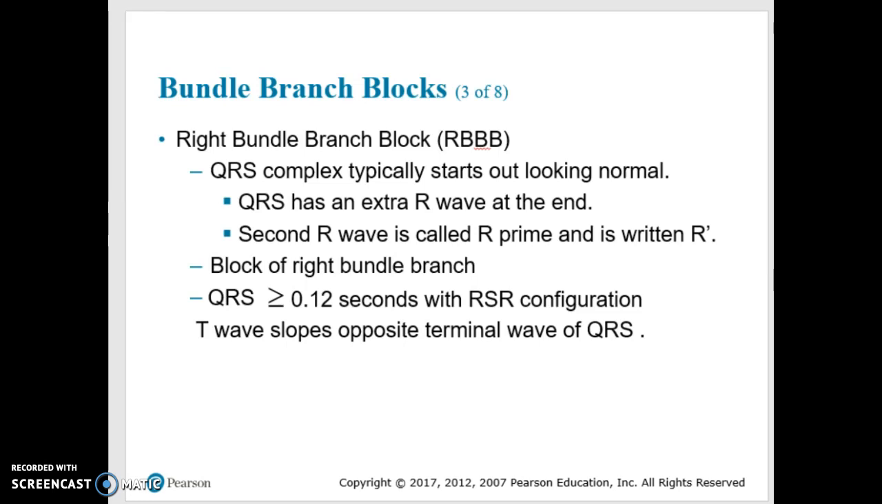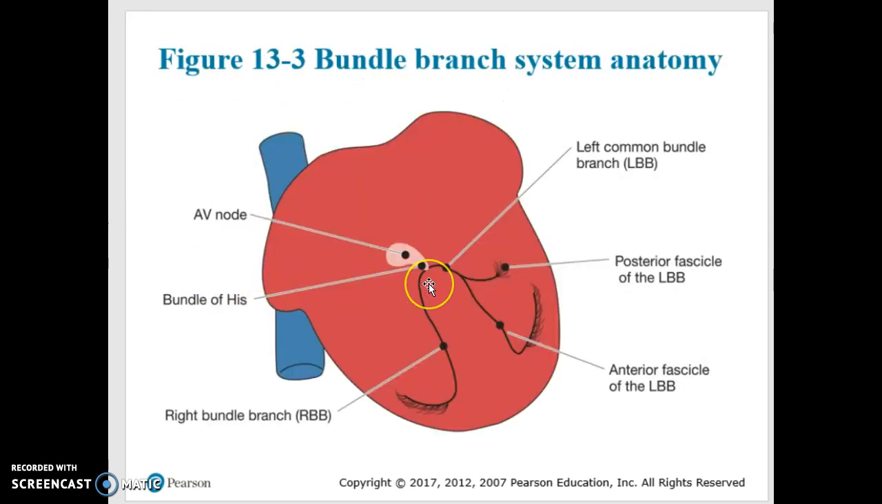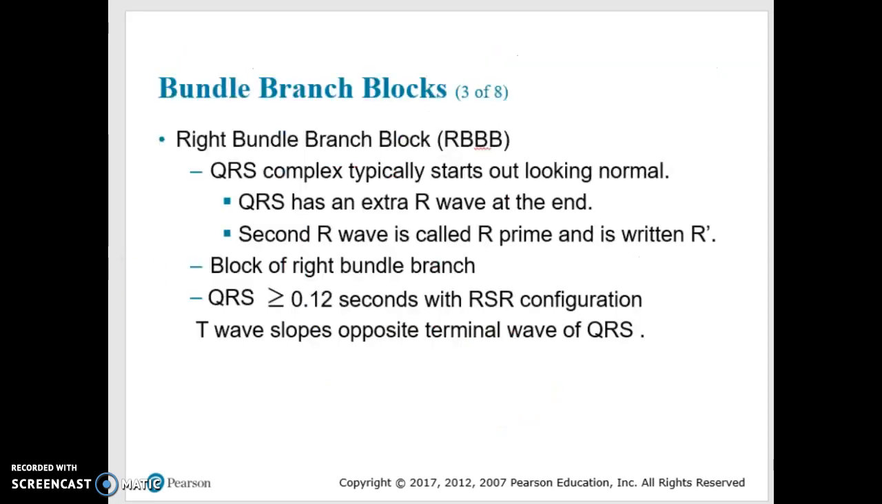The second R wave is called the R prime, and it is written as R with a prime mark at the top. This is a block of the right bundle branch. So when we flip back to the heart, we'll know that when we talk about a right bundle branch block, it's occurring somewhere in this area of the right bundle branch. The QRS is greater than 0.12, and you have again that RSR configuration. And take note, the T wave slopes opposite of the QRS.